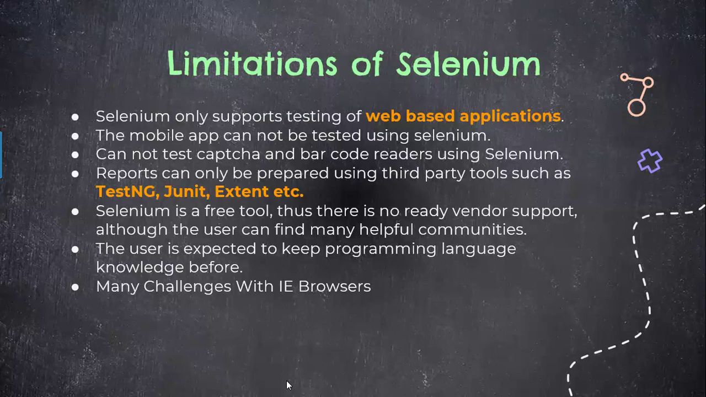And one of the most important ones is that it won't generate any reports. You are writing the script, right? You will only see the console outputs. System.out.println, whatever you write, that only you will see. Suppose you want to see some reports, then we need to depend on third-party tools. You need to download third-party tools like TestNG, JUnit, Extent Reports. You need to depend on third-party tools. Selenium will not provide any reports.